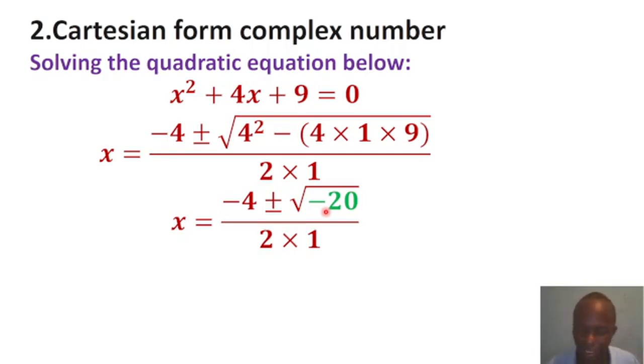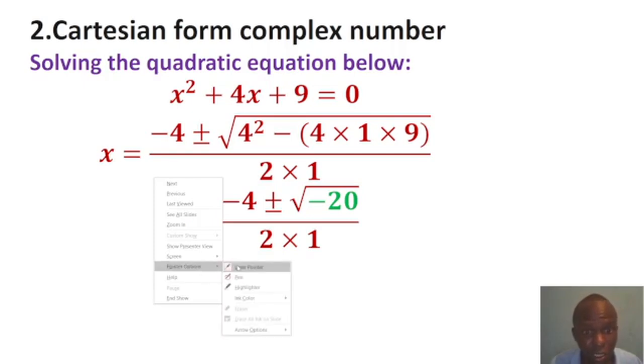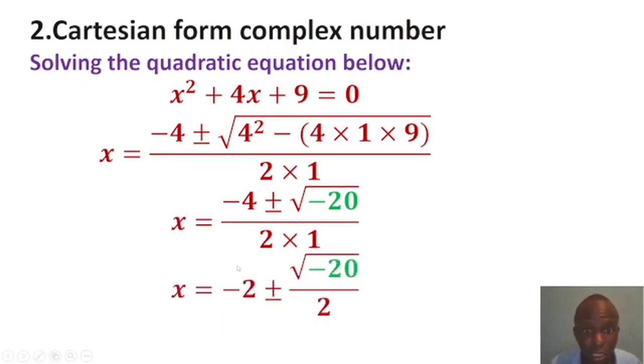What are they? Let us look at the next steps. So x is equal to negative 2 plus or minus the square root of that. So let us see how it's solved.